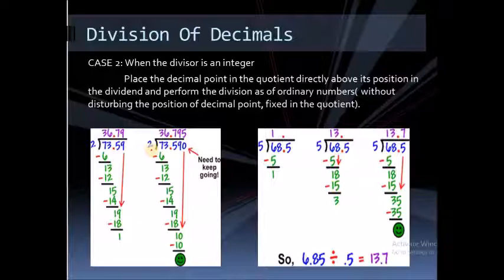Except 10, 100, 1,000, 10,000, lakh, 1 lakh, 10 lakh. Except these, if any other integer is there, how do we divide a decimal number? So here you can see my dividend is 73.59 and my divisor is 2.